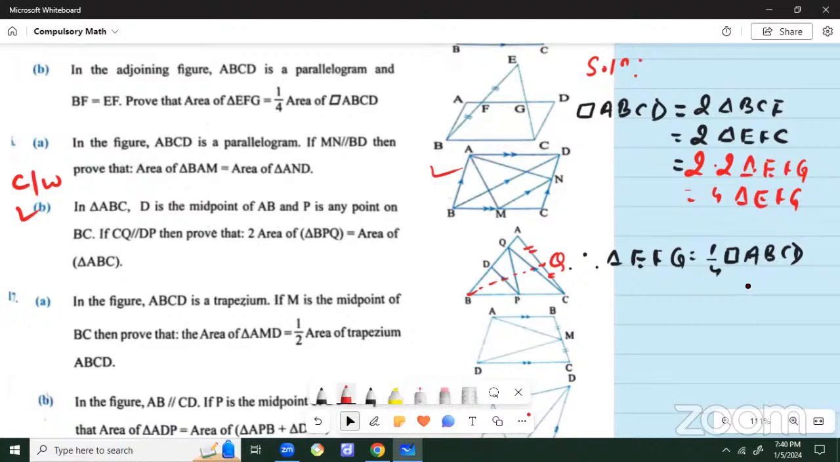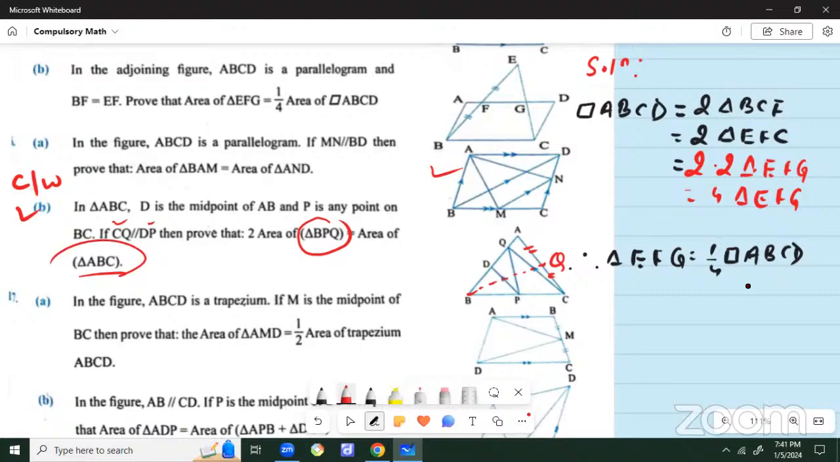We want to connect the area of BPQ, right? First of all, you have to see what is given and what to prove. We have D as the midpoint of AB, and these two lines are given parallel, so there must be a use of the parallel lines. And we have to prove the area of triangle BPQ relates to the area of triangle ABC.